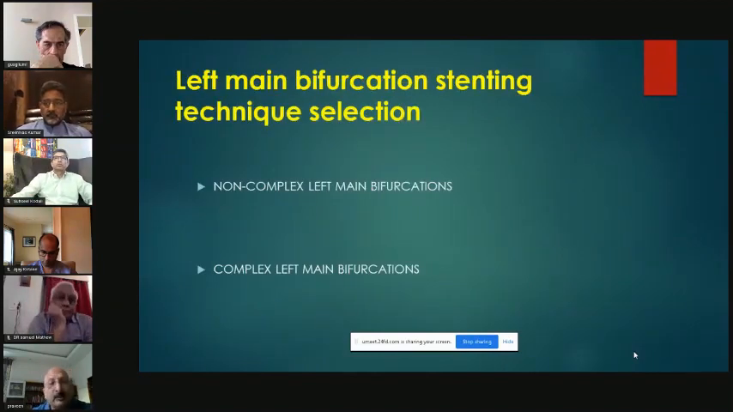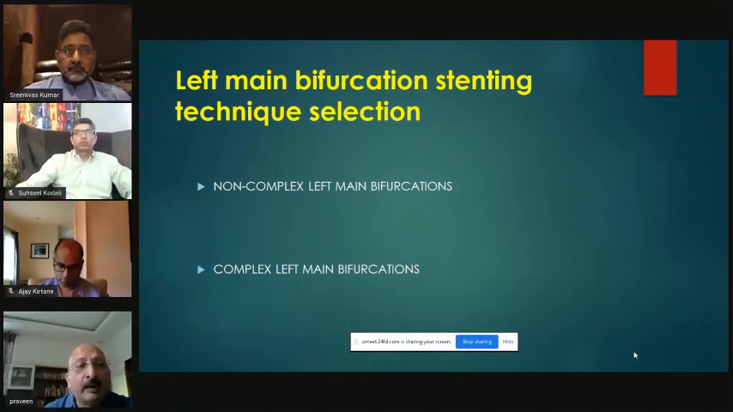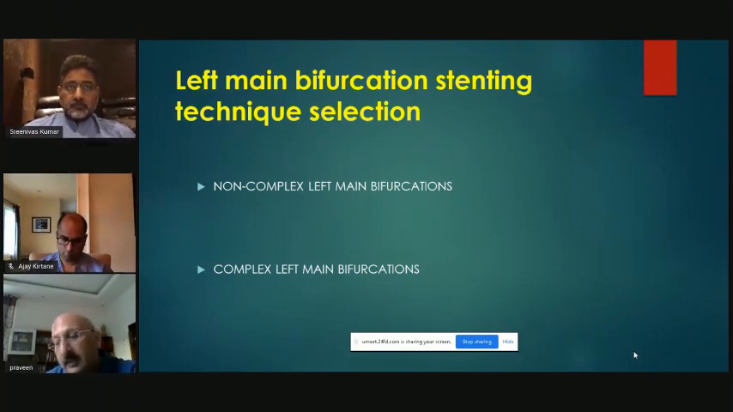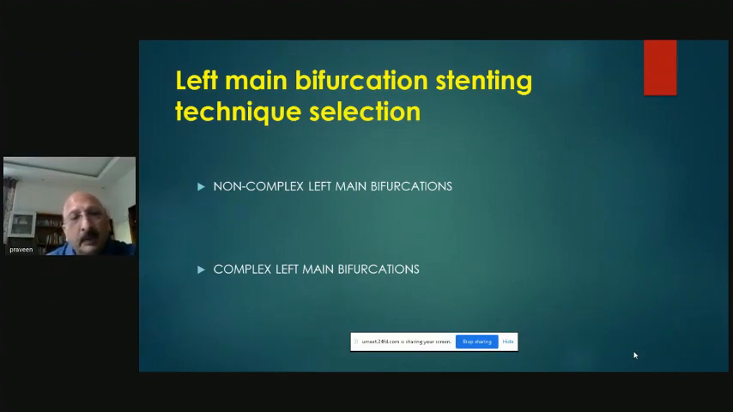So basically, based on this, we have all kinds of cases which come to us on a real life basis. Not all are complex. Some are complex and some are non-complex. And I can say that about 50% of the patients of left main are really very simple. Let me just put it this way, especially the ostial and the body of the left main.